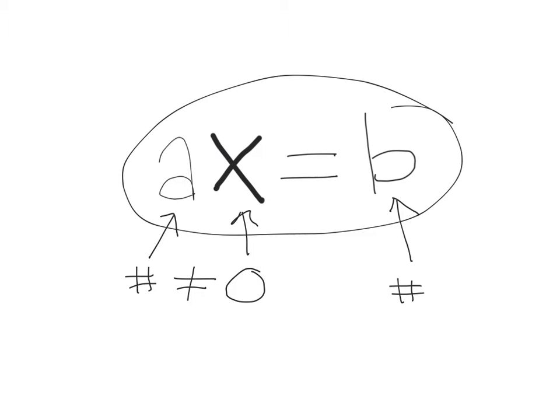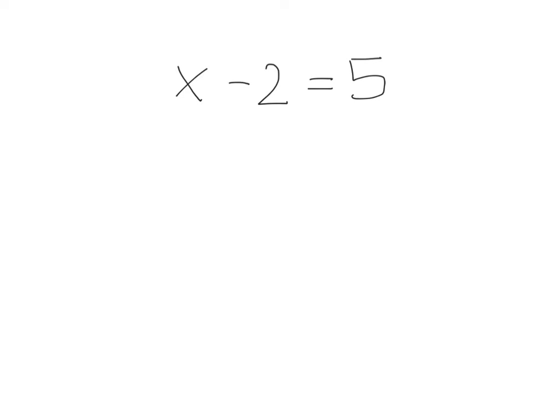For the first example, let's start with something pretty simple. x minus 2 equals 5. It's a linear equation. Some of you can probably already realize what your x should be. We're looking for a number that when we subtract 2, we should get 5. Well, that number clearly should be 7. But what about solving this in a more mathematical way?